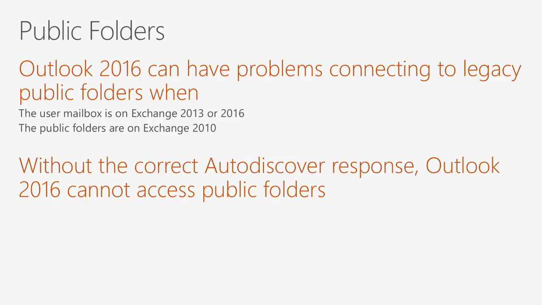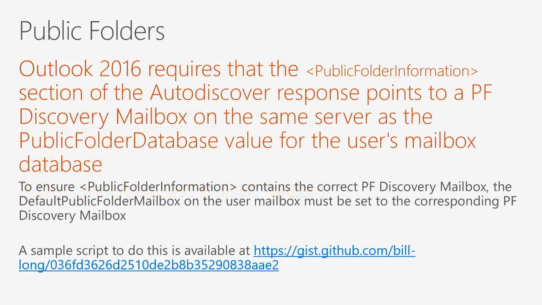Now, public folders. How many of you have public folders? All right. Most of the room. Good. So there is a challenge that we have, and this is both on 2013 and 2016, where Outlook 2016 can have a problem connecting to legacy public folders, not the new modern ones, but legacy public folders, because of a mistake in the Autodiscover response. Outlook 2016 made a change that now requires that the public folder information section of the Autodiscover response XML file has to point to a public folder discovery mailbox that's on the same server as the public folder database property of the user's mailbox.